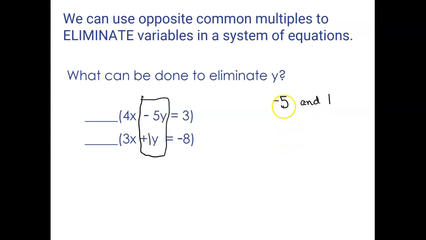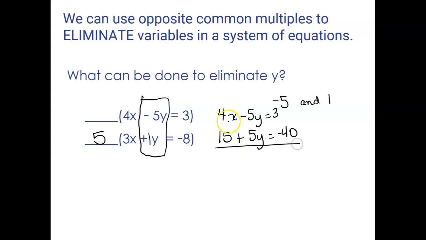common multiples. Well, let's think about what a common multiple of 5 and 1 would be. It would be 5. I need to turn both of those into 5. Well, this one's already a 5, so there's no reason to multiply it times anything. This one is not a 5, so I need to multiply it by 5. They're already opposite signs. This equation just stays the same: 4x minus 5y equals 3. And I multiply everything by 5 using the distributive property: 15x plus 5y equals negative 40.